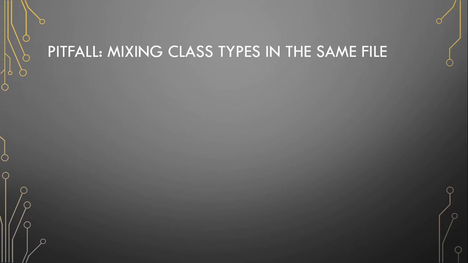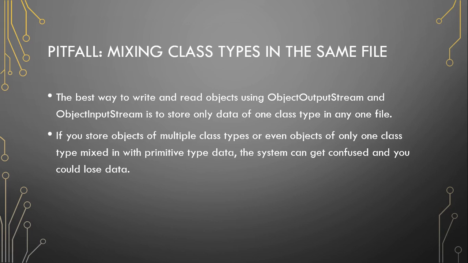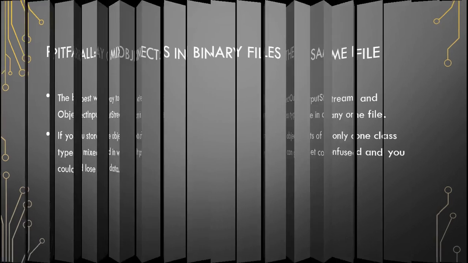Alright, so another thing to discuss is this pitfall here: mixing class types in the same file. Now the best way to read and write objects using object output stream and object input stream is to store only data of one class type in a file. So pretty much all ints are in one file, all doubles in another, all strings in another, all object types in another. If you store objects of multiple class types, or even objects of only one class type mixed in with primitive type data, well, your system can get confused and you can lose data. We kind of mentioned this when we talked about reading numbers back in. If it's not knowing what the next type is going to be, it's going to come back as gibberish.